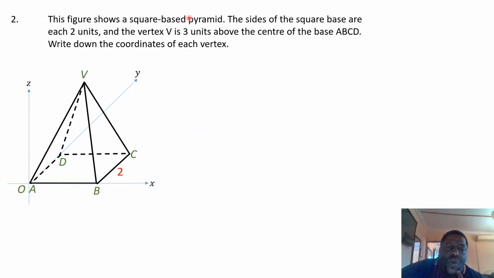Right, we have another square base pyramid. As you can see, you have got 2 units across here. And they say the base is square, right? So AB is also going to be 2 units, okay? And the vertex V is 3 units up. So what are the coordinates? A will be 0, 0, 0. Well, now you go 2, so it's 2, 0, 0. And C would be 2, 2, 0. You agree? And D would be 0, 2, 0. You agree? Now, what will V be?